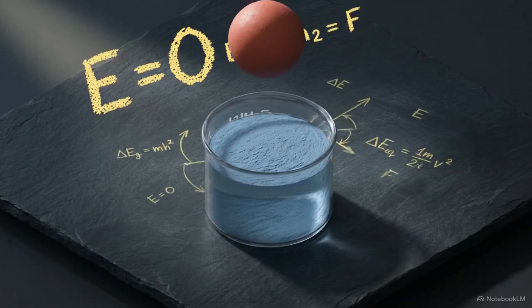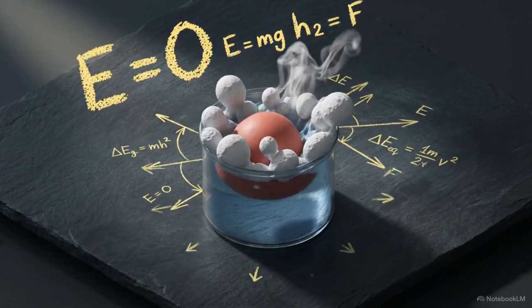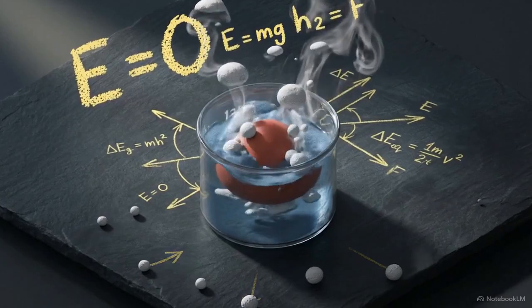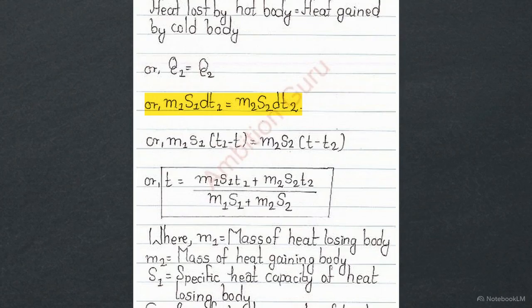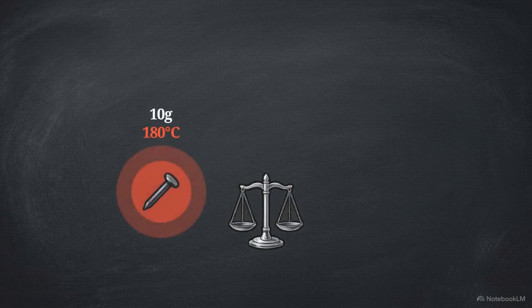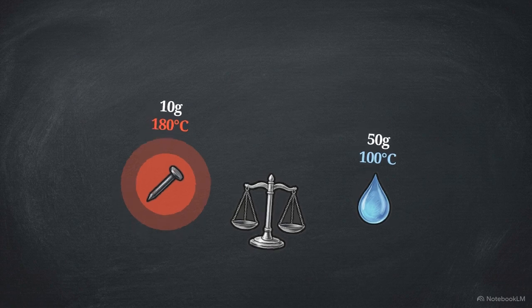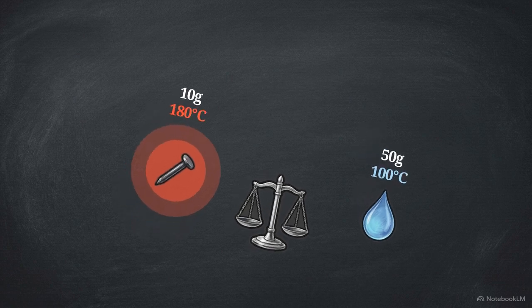We can calculate the exact final outcome when materials with completely different temperatures and specific heats are forced to interact. This is governed by the principle of calorimetry, which states that the heat lost by a hot body is always exactly equal to the heat gained by a cold body. Setting the two heat equations equal to each other gives us a balanced mathematical model of this transfer. Consider a 10-gram iron nail at an extreme 180 degrees Celsius dropped into 50 grams of water at just 100 degrees. Even though the nail is scorchingly hot, the water holds vastly more total heat energy than the iron.